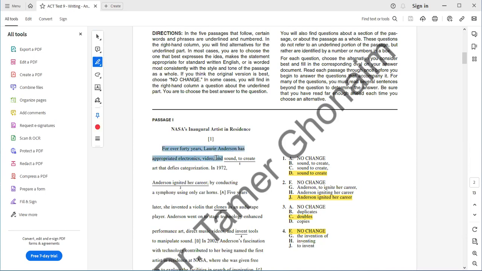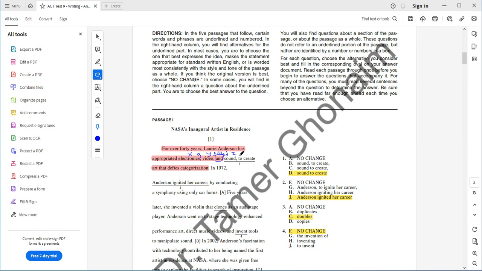For over 40 years, Laurie Anderson has appropriated the electronics, video, and sound to create art that defies characterization. Okay. It's easy, actually. Let's see. We have X, comma, Y, comma, and Z. And Z. Don't forget that.